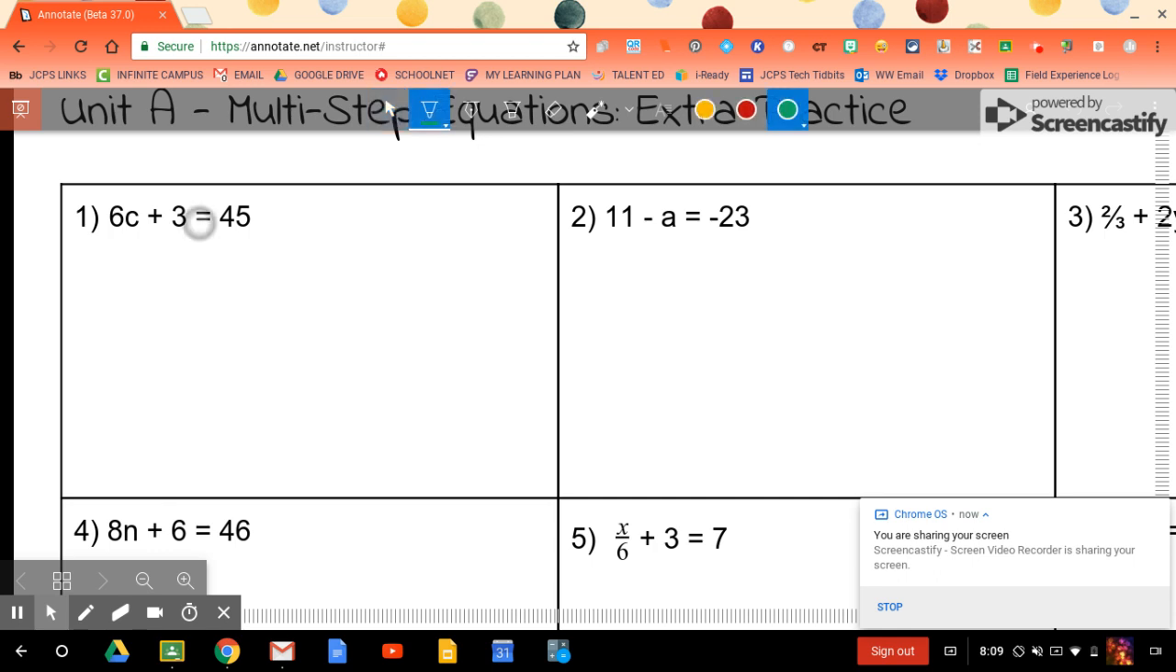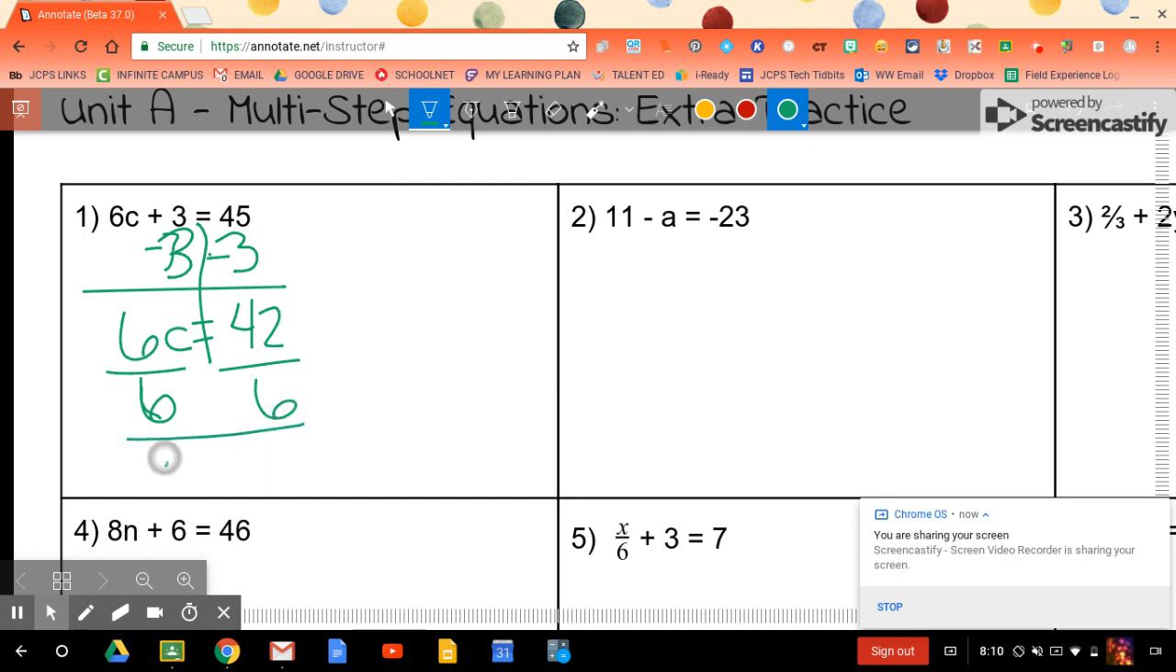So our first step is let's draw our line down the equal sign. Remember, we undo our addition and subtraction, so we're going to subtract 3 from both sides. And that means we're going to get 6c equals 42. Next step, we want to get our variable by itself, so we have to divide by 6. We get c equals 7, and that is your answer, which is one solution.